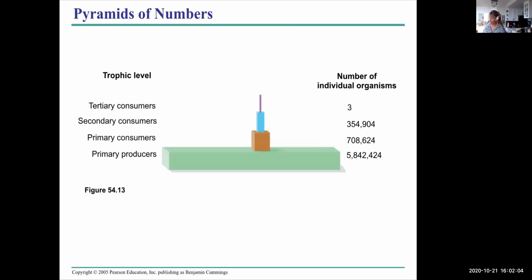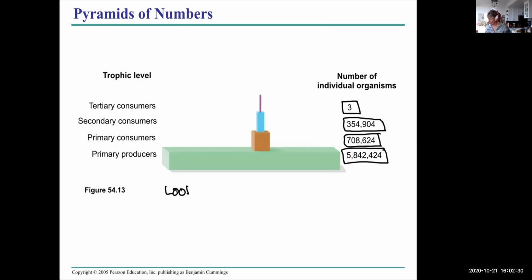This shows the number of organisms at each level. So this shows 5, almost 6 million, 708 or so thousand, less than half of that, and only 3 at the top. So if you're looking at number of individual organisms, it's a little bit problematic.